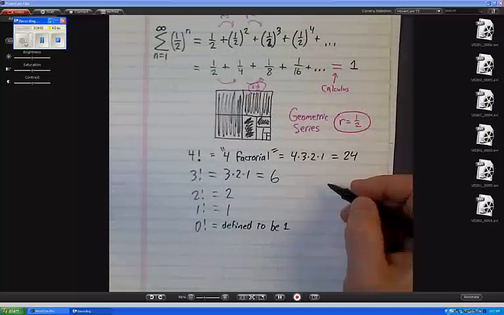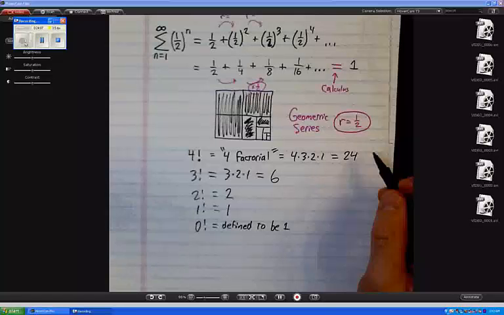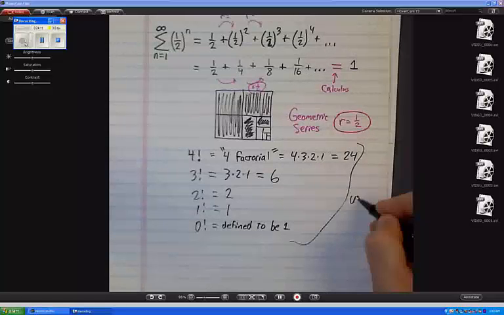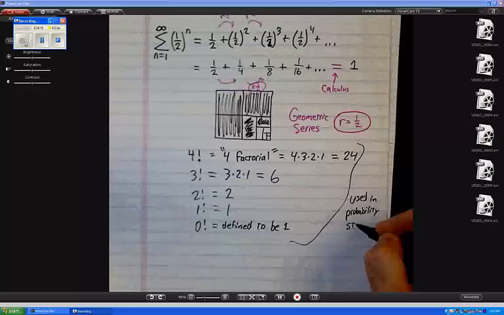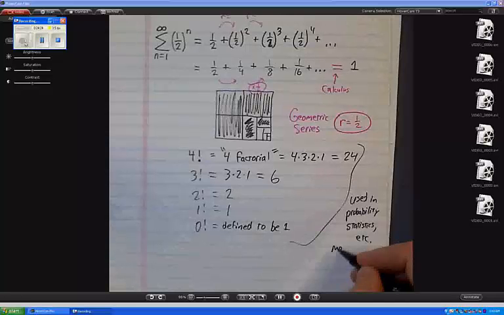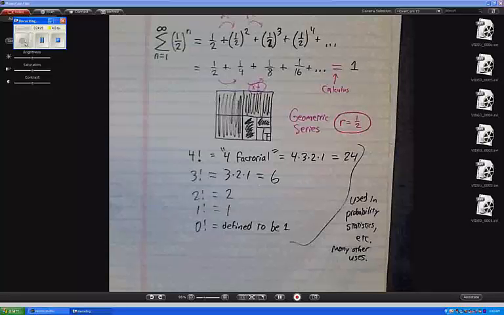Let's just say that these numbers get very big very quickly. And these are used in probability, statistics, etc. Many other uses. We may come to some of them next time. We'll see. Oh, that was one of the 2 things. The other thing about the homework.